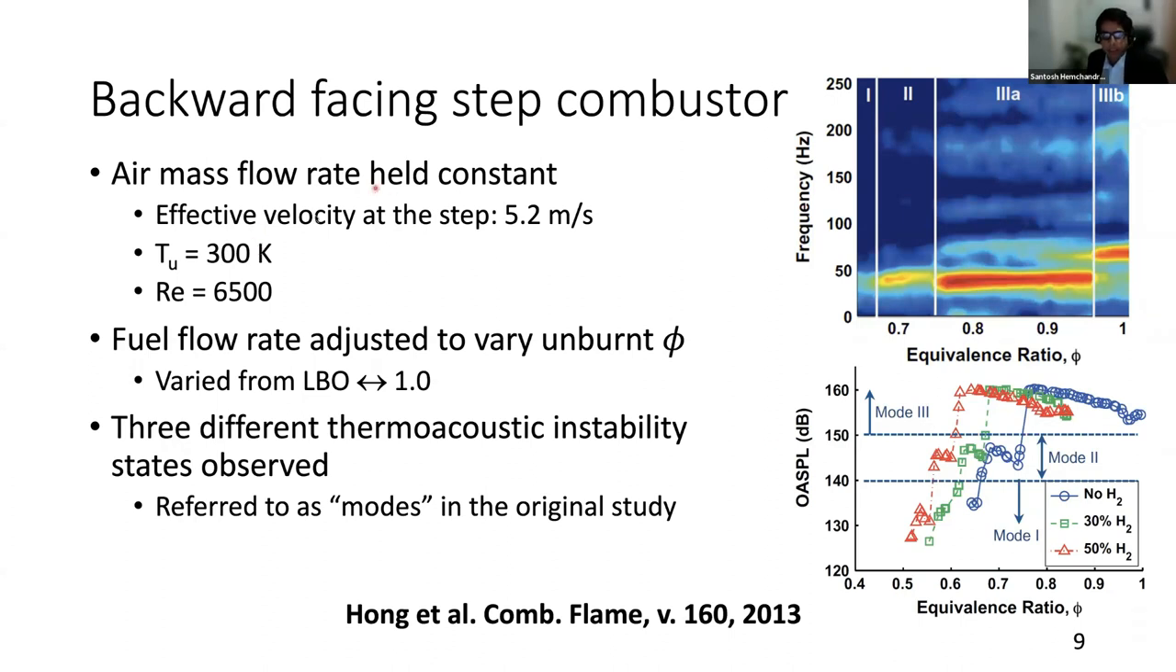So now the experiments were done by keeping the effective air velocity at the step roughly constant, 5.2 meters per second. The temperature was 300 Kelvin. They did do 500 Kelvin, but I'm just going to talk about these results. And that gives you a Reynolds number of about 6,500 based on the step height and this bulk flow velocity and viscosity at this temperature.